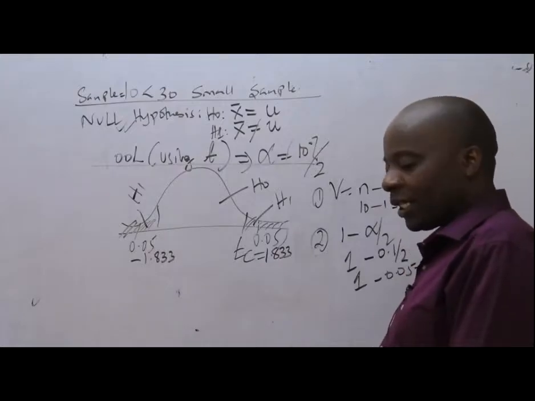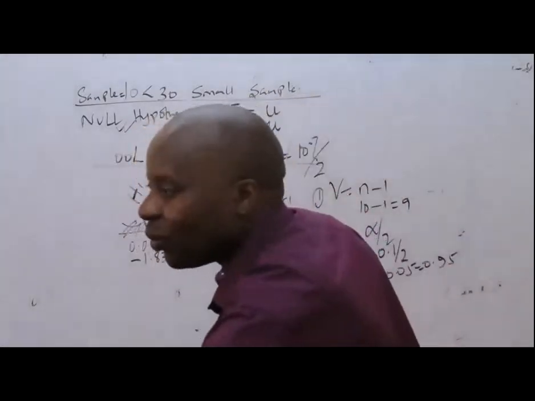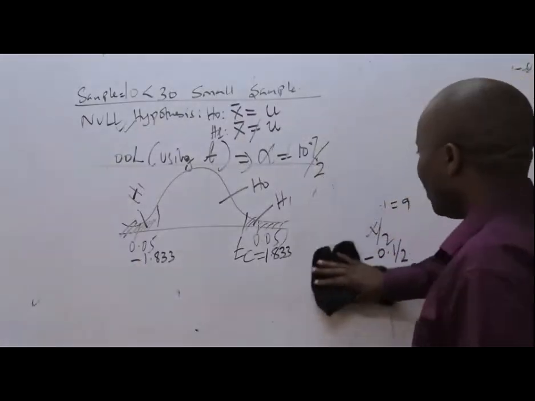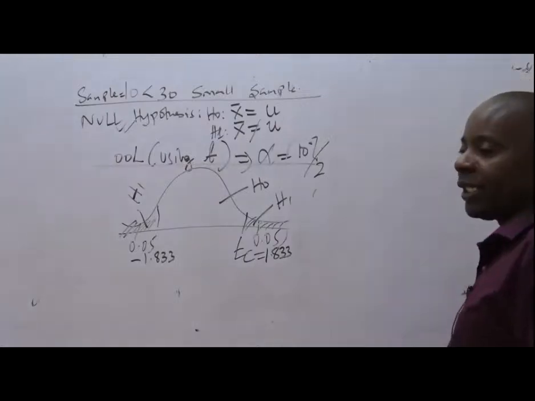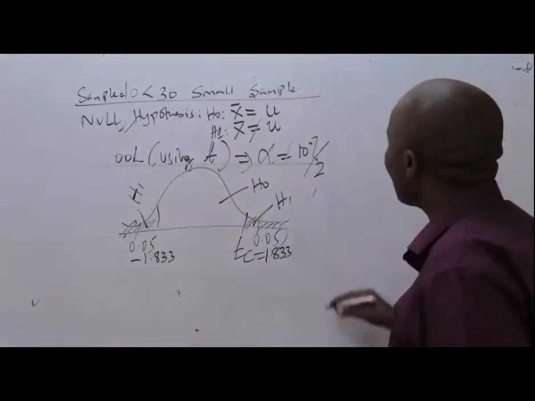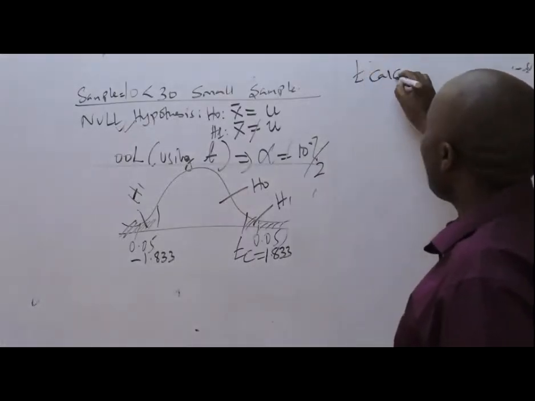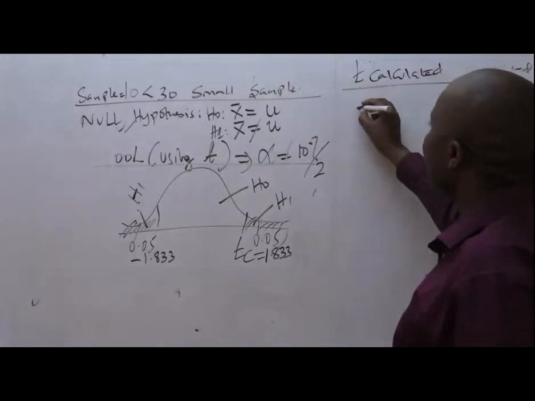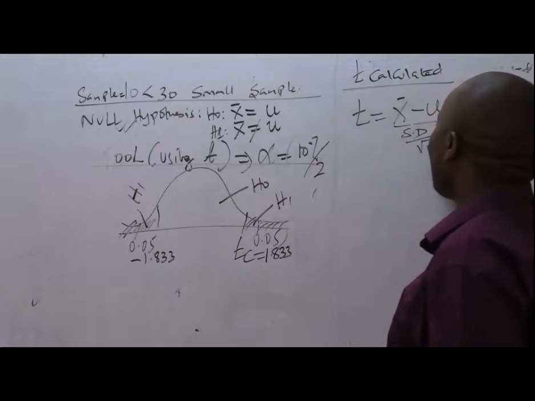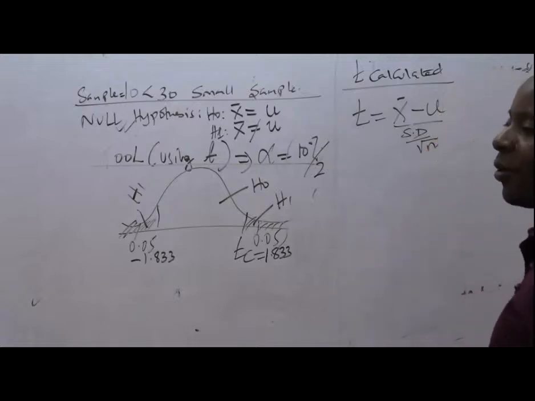So ladies and gentlemen, after that, what do we do? We've been able to put down the T critical. From there, we go to the T calculated, the very interesting stuff, and it comes with so many marks. So T calculated will be equal to X bar minus mu, all over the standard error, which is the standard deviation over root of n.